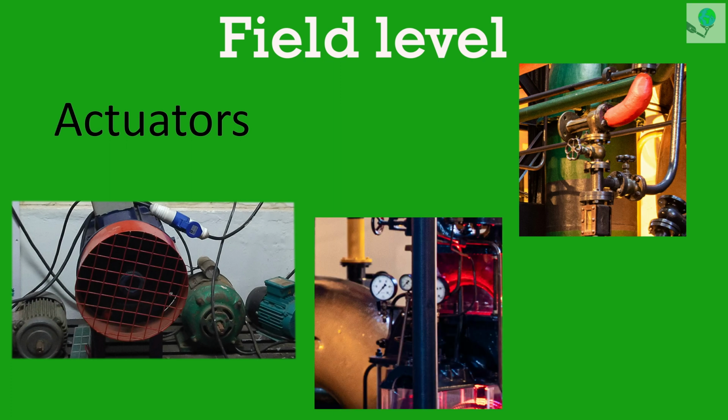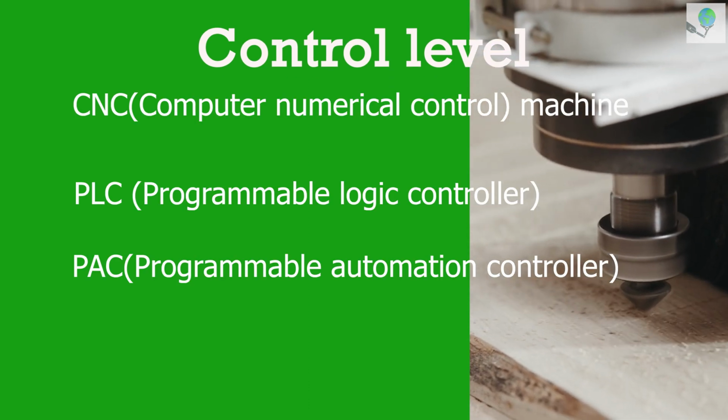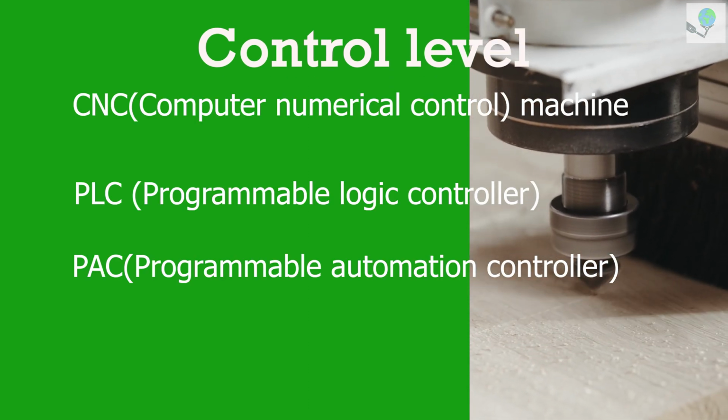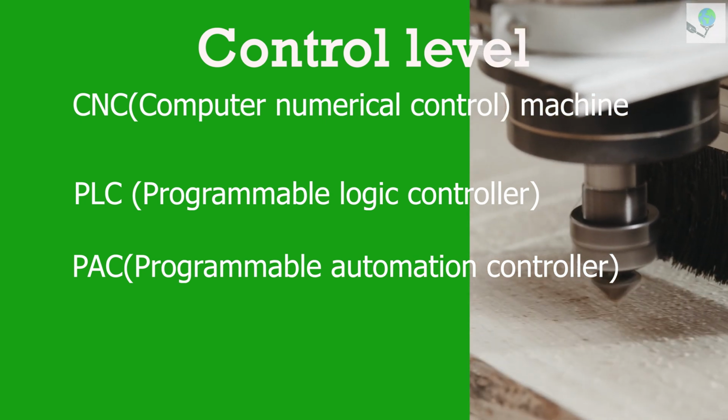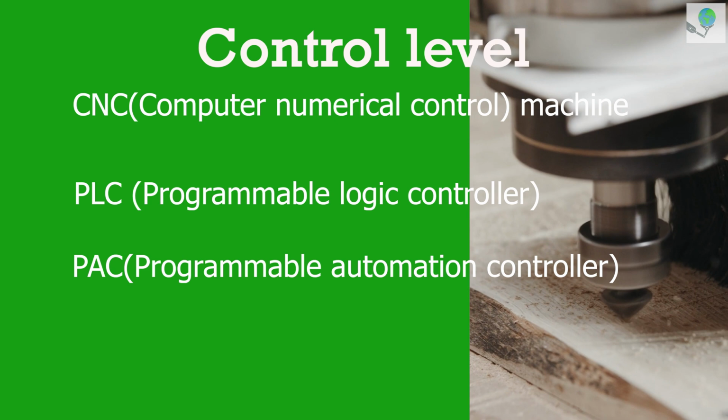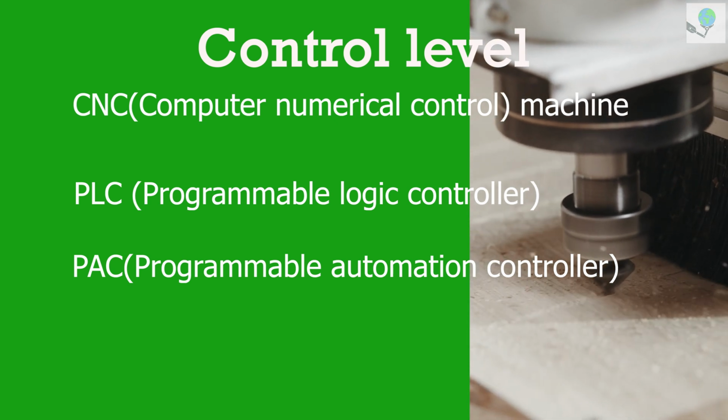mechanical, hydraulic, etc. And the next level or the higher level is the control level. Control level consists of automation devices such as CNC machines, PLC, PAC, etc. They are used to acquire the process parameters from various sensors, and they drive the actuators based on this and the program fed.